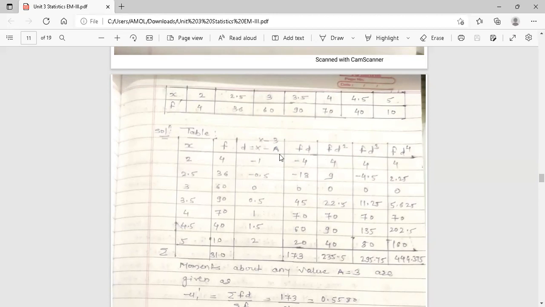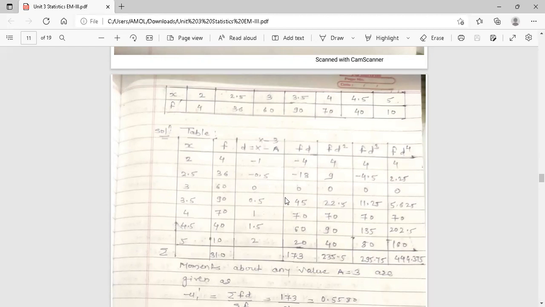Now you do the calculation. D is equal to x minus 3. So 2 minus 3 is minus 1. 2.5 minus 3 is minus 0.5. 3 minus 3 is 0. 3.5 minus 3 is 0.5. 4 minus 3 is 1. 4.5 minus 3 is 1.5. 5 minus 3 is 2. This is the third column, D.